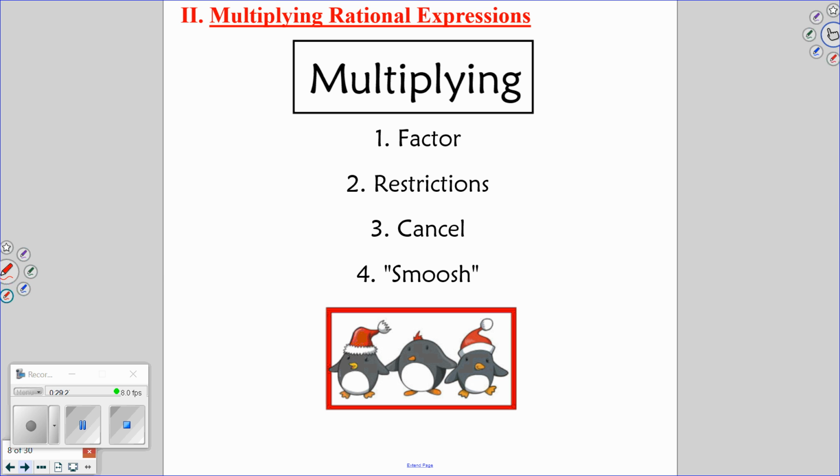The reason I tell you to smoosh is I don't want you to distribute this all back together again. Now, if you just have a 3 and a 5, you would multiply that to 15. But if I have 3x plus 5 and 7x minus 2, don't distribute and multiply those back together. You just smoosh them all together into one fraction. I don't want you to do the math. I just want you to smoosh them all together in one fraction and call it a day.